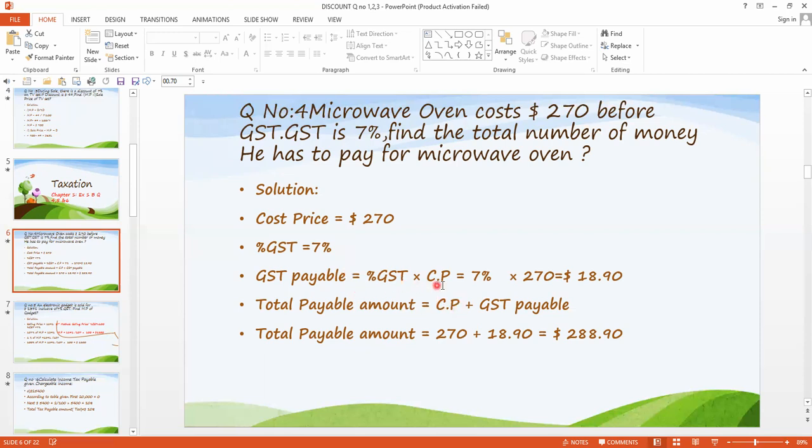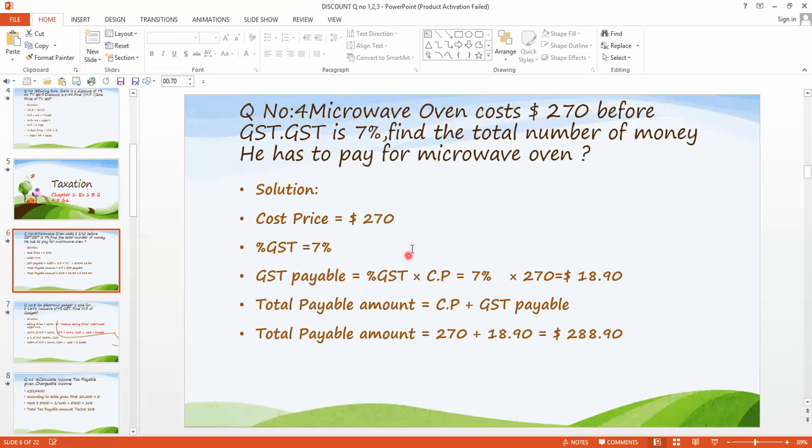So GST payable is equal to 7% multiplied by 270, and after solving we get 18.90. This is the GST payable. If the cost price is 270 and GST is 7%, we use this formula: percentage GST multiplied by CP. After solving we get $18.90. Clear?